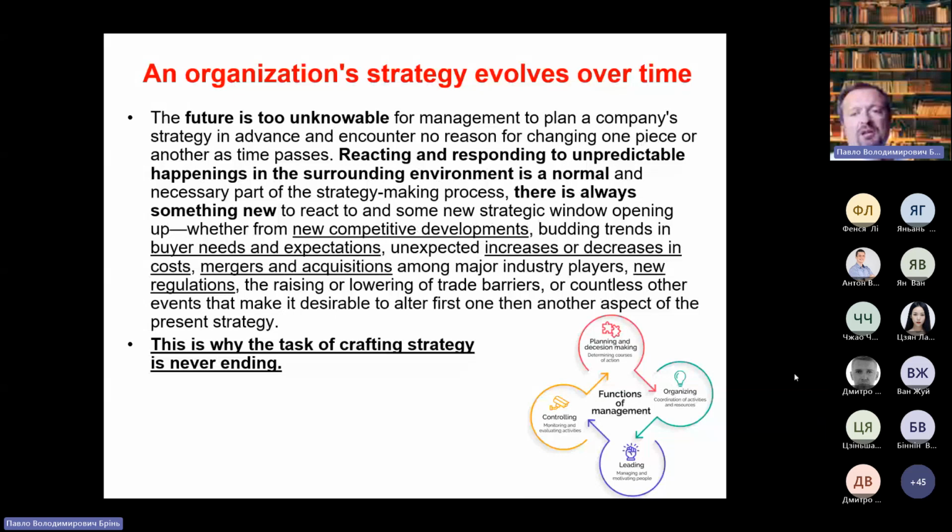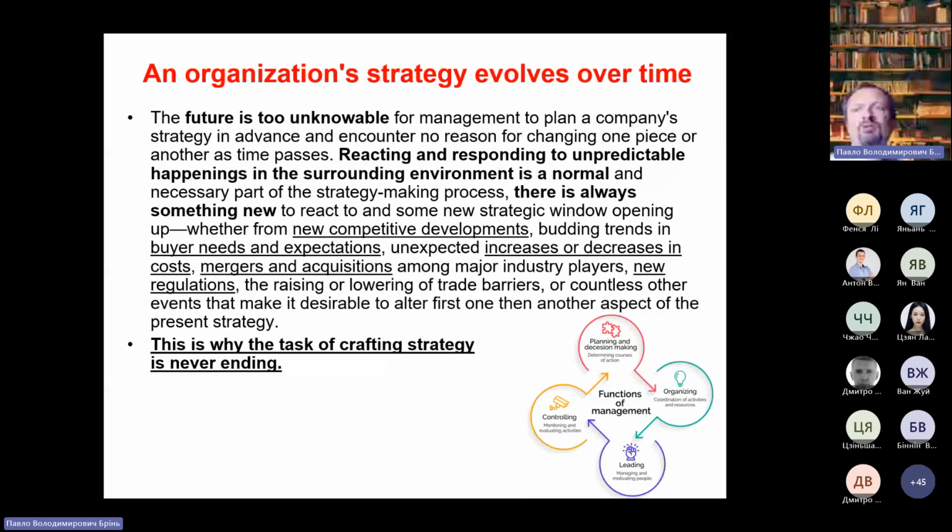Maybe we had a good strategy, but we couldn't create the organizational system for our company, or we chose the wrong rewards. And in this case, we have to change something in organizing and/or in motivating. However, even if everything is okay, we have to revise our strategy because the external environment is changing every year, every month, every day, every minute, every second.